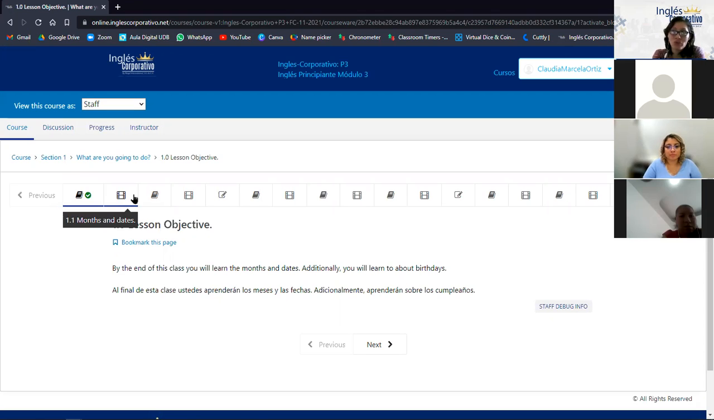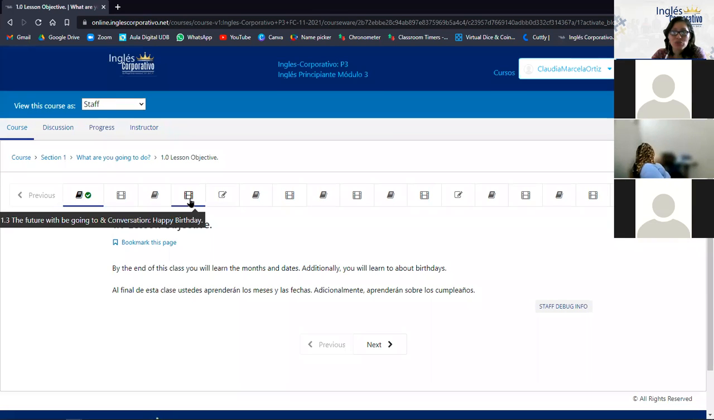And then we move a little bit, right? Meaning that we're going to be working with future and past. That's going to be the other two topics that we're going to be working on. So the first one, it says, by the end of the class, you will learn about months, dates. Additionally, we'll learn about birthdays, right? So that's the first objective, and we're going to cover that today.